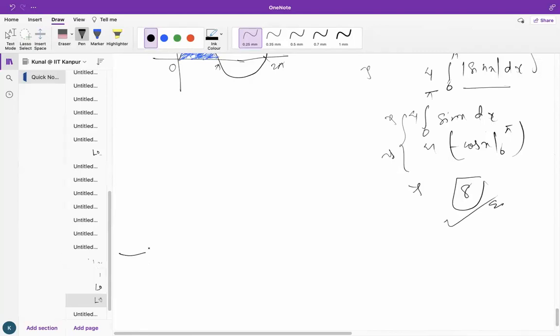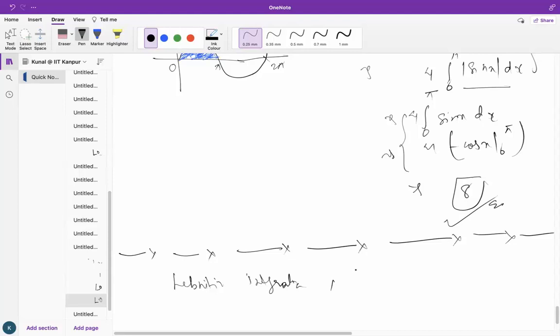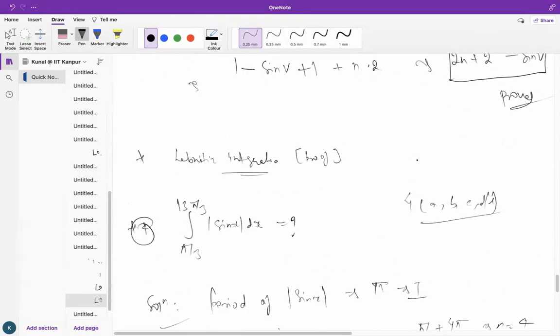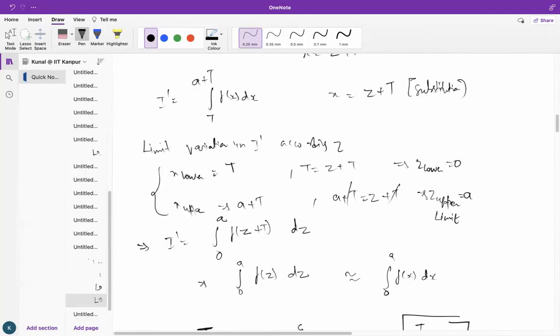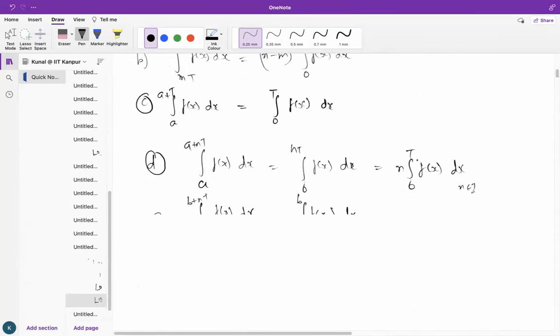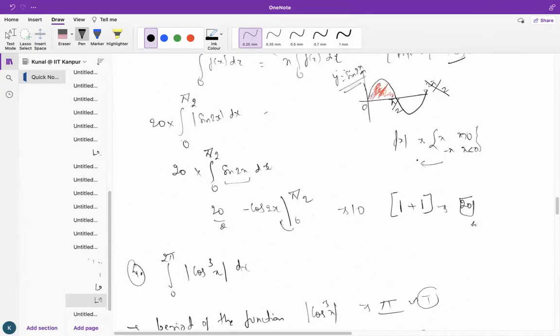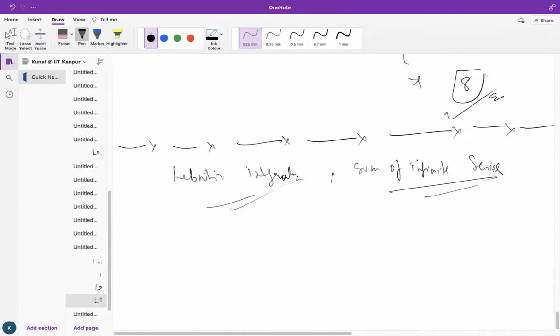Okay, so that's all for today. In tomorrow's class, we will deal with Leibniz integration, which is actually very important, and then we will go through the sum of infinite series. We will learn these in the upcoming days, so don't worry much and try to focus on what we do here and how to implement the properties.